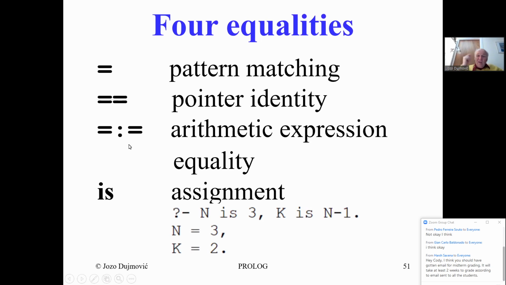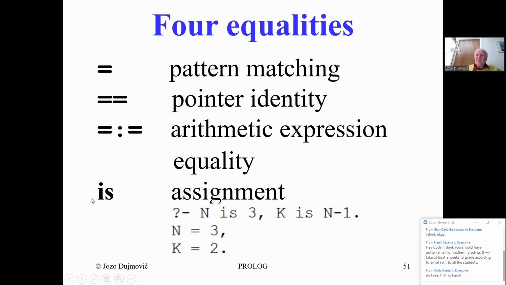The third, arithmetic expression equality, is identified by the fact that the left-hand side can be any expression, and the right-hand side can be any expression. In the case of pattern matching, the left-hand side can be any pattern, and the right-hand side can be any other pattern. In the case of pointer identity, the left-hand side and the right-hand side should be single variables that point to something. If this is not the case, it is not going to succeed.